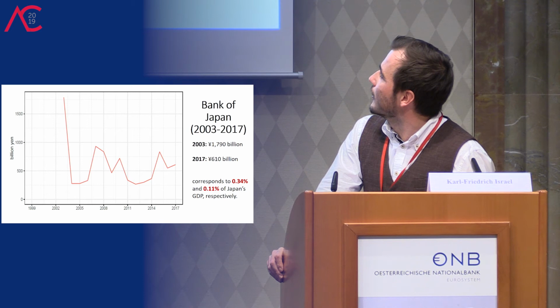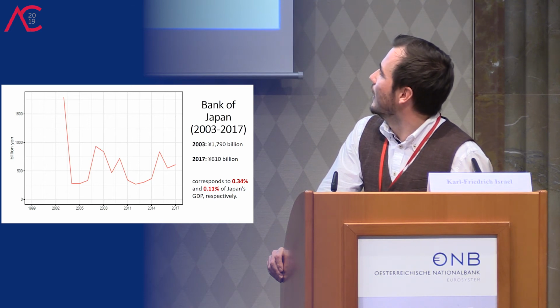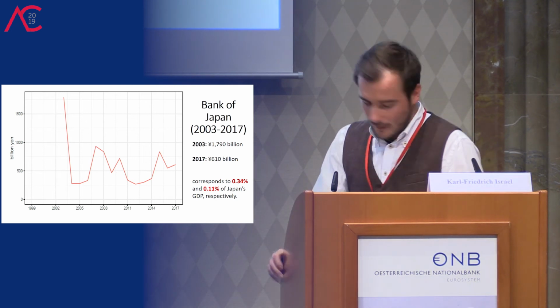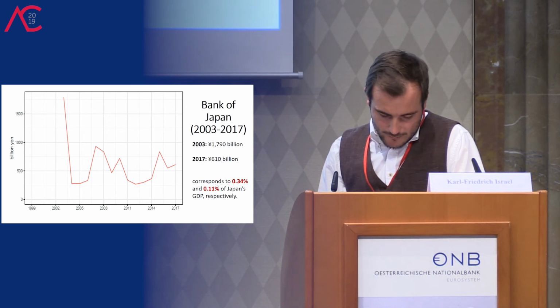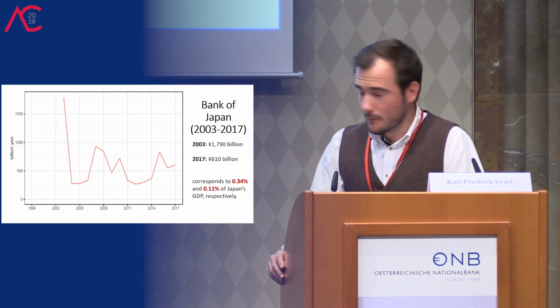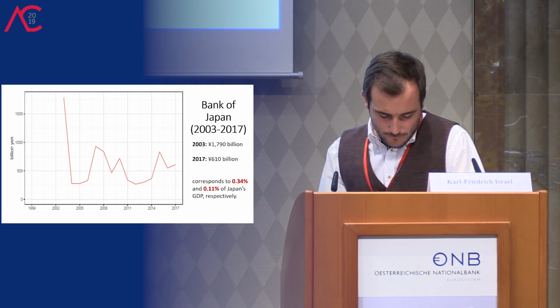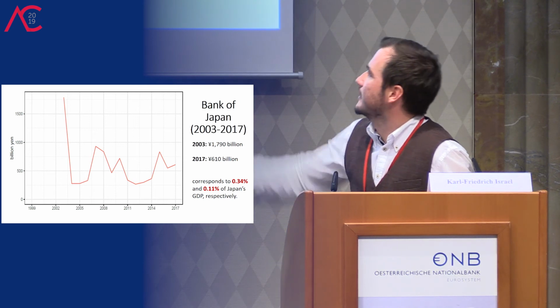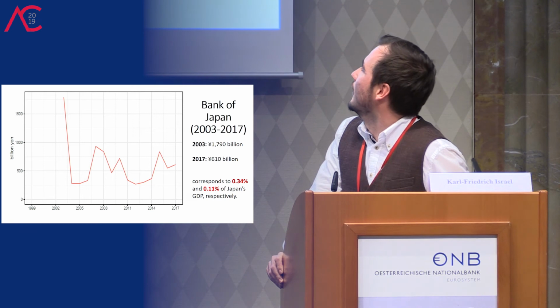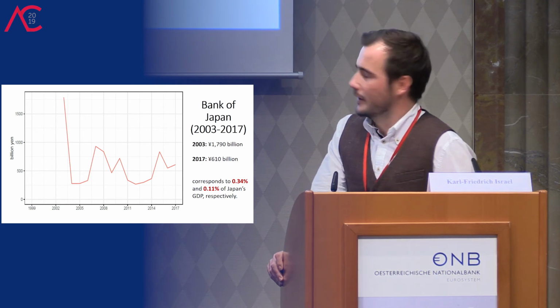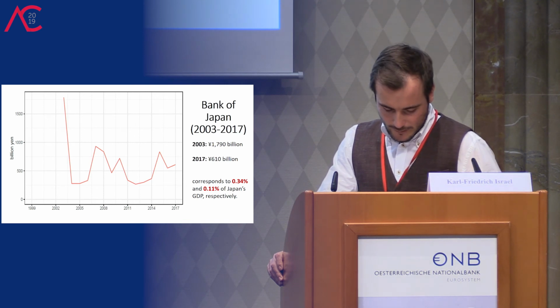Here we have the costs of the Bank of Japan, which is the most expensive of all the central banks or central bank systems relative to GDP. In 2017, the Bank of Japan had expenses of about 610 billion yen, and this corresponds to 0.11% of GDP. And then there is an outlier in 2003 where the expenses were even above our upper bound benchmark that we have calculated earlier, at 0.3% of GDP.